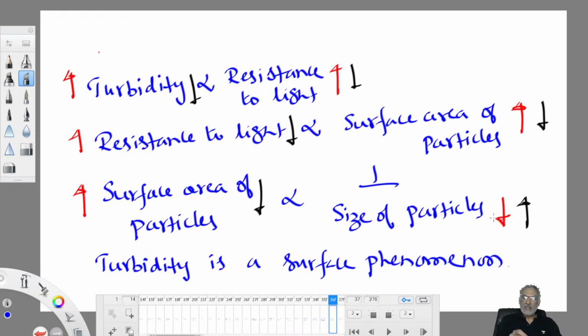Smaller the size, more surface area. More surface area, more resistance to light. More resistance to light, more turbidity. Understood? This kind of question they will ask in the ESE exam and GATE exam. You're supposed to be very, very careful regarding this kind of question.